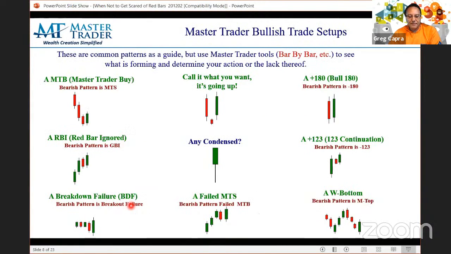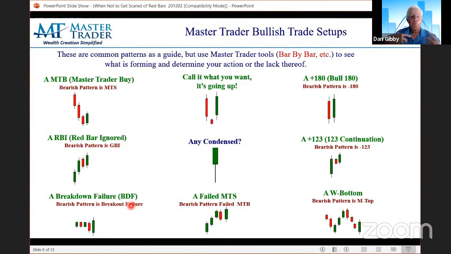Yep. These are our pictures of bullish setups. We aren't talking about bullish setups today per se, but I still love showing this one because there are a few of our bullish setups that involve today's subject. Red bar ignored. When is a red bar fine if I'm in a trade? When is a red bar good for telling me information to make my setup even more powerful? And I'll just point out a few of them here.